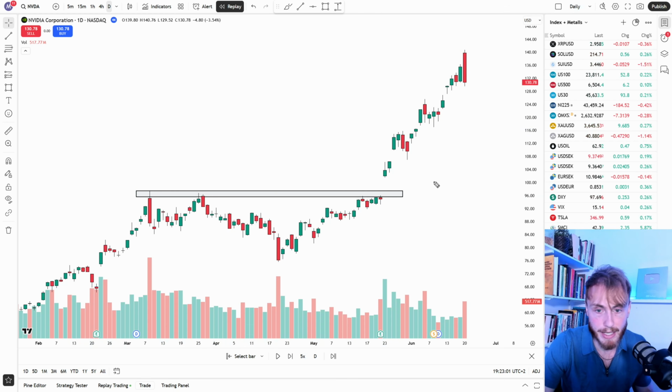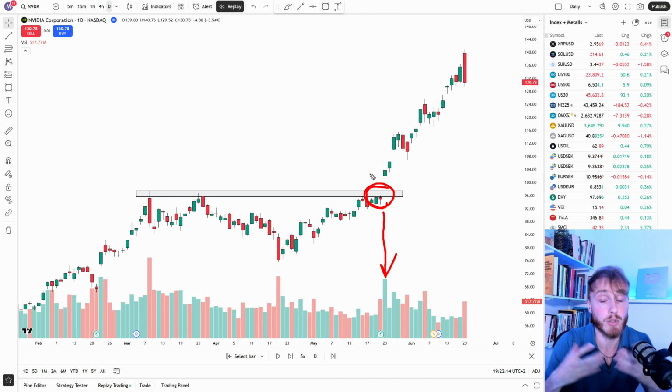This right here is a place where we broke key resistance. And what you will also notice if you look down here at the volume indicator is that we saw tons of volume coming in. This indicates that this is a true breakaway gap.